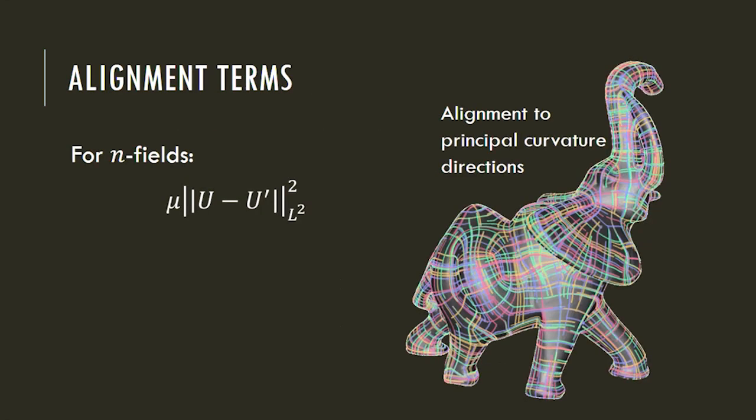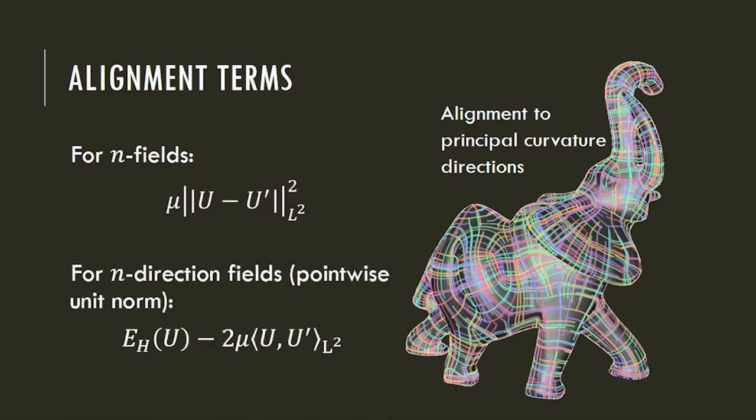So now we need to define all the alignment and hard constraints that we have in our system. So the alignment terms are similar to the ones proposed by Knöppel. So for the normal n fields, these are simple difference to a field. So on the right, we can see here a 4-field aligned to the principal curvature directions. For n-direction fields, so the fields that exhibit this pointwise unit norm constraints, the energy needs to be designed a little bit more carefully because of the reformulation that I mentioned.